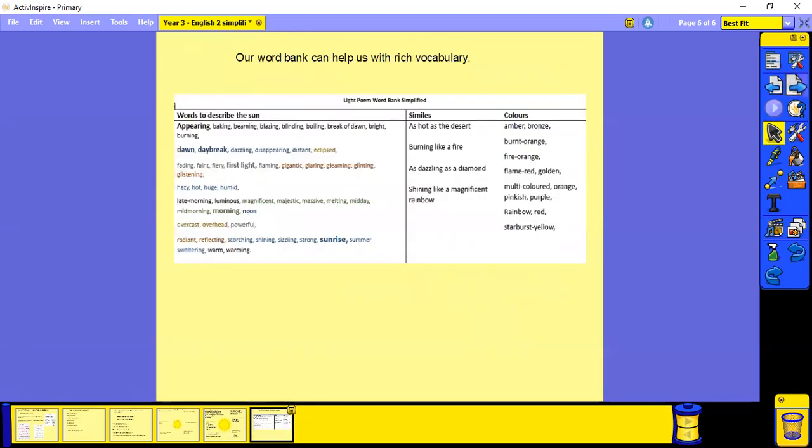So we've got a word bank here that can help us with some rich vocabulary, and you could maybe use some of these words in your plan to help you remember. We've got words to describe the sun, and there are lots of different words down here that might be helpful for you. We've then got some similes, so I've just written a few in here, and then we've got some colours that you might want to try using in your plan. So your task now is to plan your poem, and then we're going to have another look at them tomorrow. Thank you.